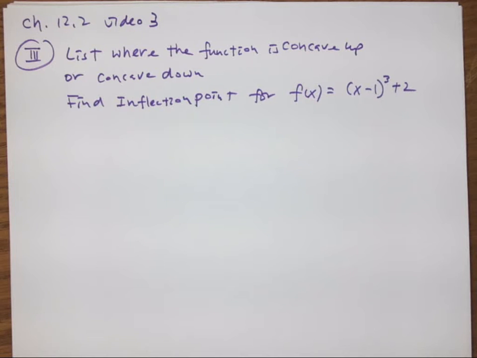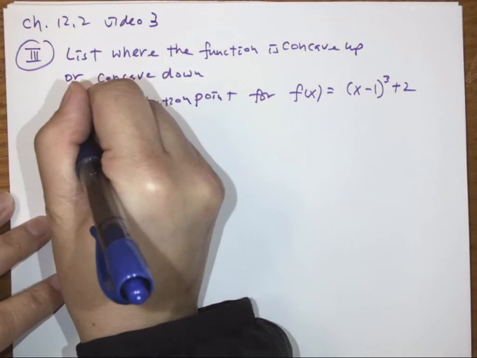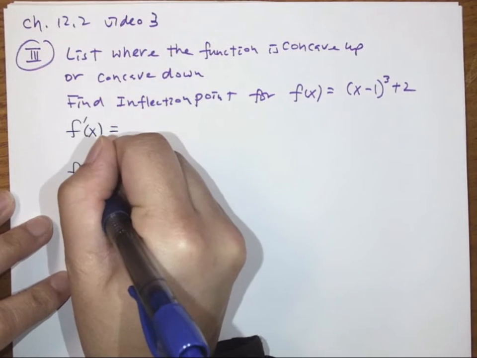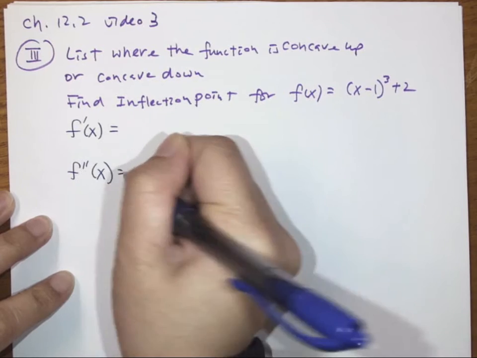The next question, we are going to look at number 3 from your 12.2. This is video 3 of 12.2. They give you a function. They want to find the location where the function is concave up and concave down, and then where's the inflection point. So again, for concavity, we need to find the second derivative. So go ahead and find the first one and the second one. If you need to pause the video, go ahead and do that, please.